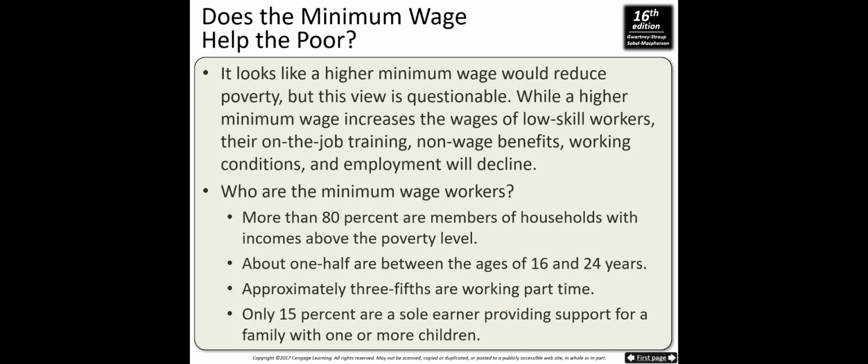More than 80% are members of households with incomes above the poverty level. So they are not the families below the poverty level. About 1/2 are between the ages of 16 and 24 years. Approximately 3/5 are working part-time. Only 15% are a sole earner providing support for a family with 1 or more children.